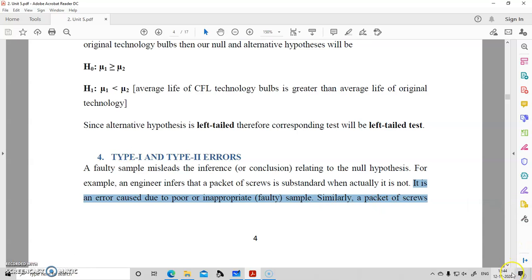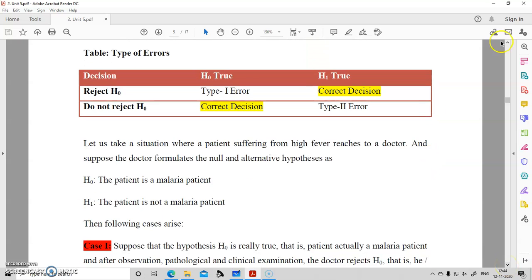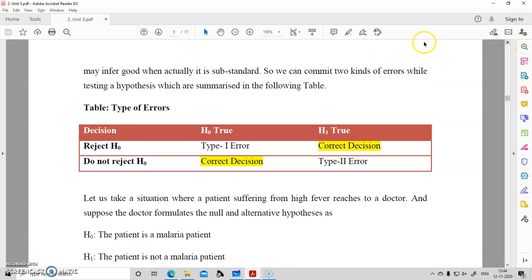Similarly, for a packet of screws he may infer it is good when actually it is substandard. The true scenario is that it is substandard, but because of the faulty sample, he is concluding that it is good. So we can commit two kinds of errors while testing the hypothesis, which is summarized. We have to take care that we should not commit such errors. These are known as type 1 and type 2 errors.